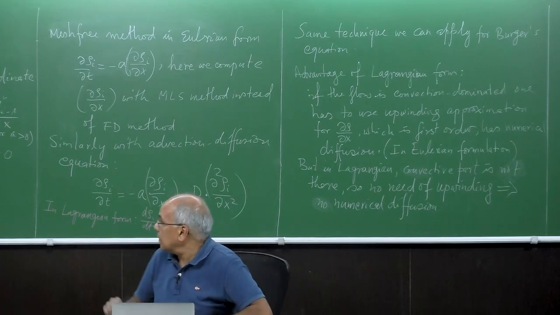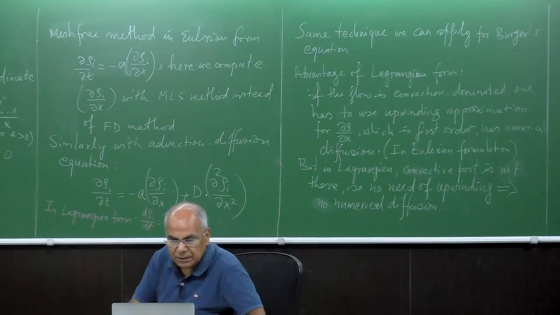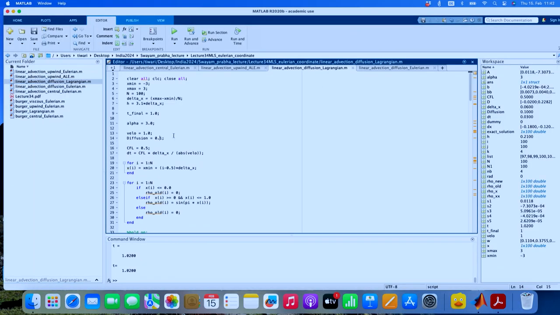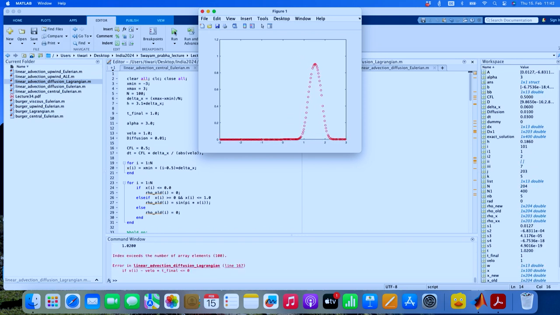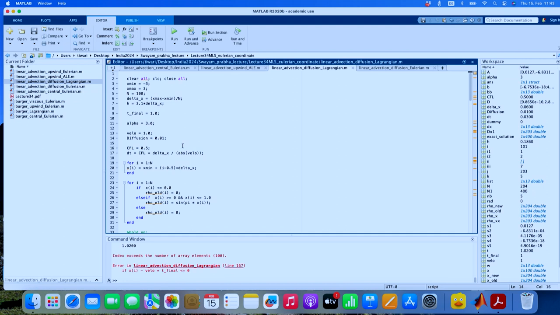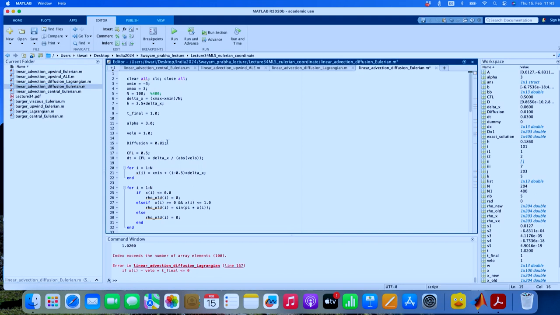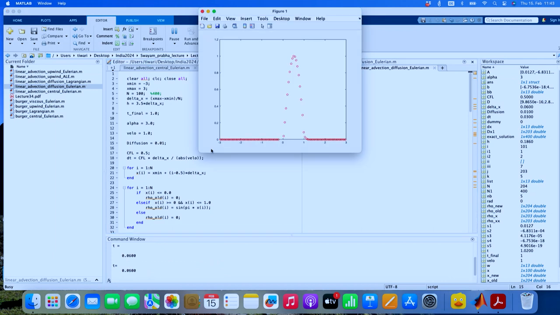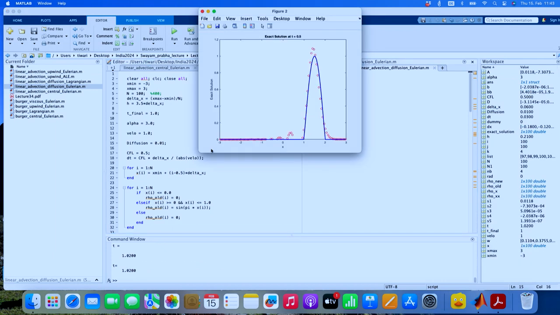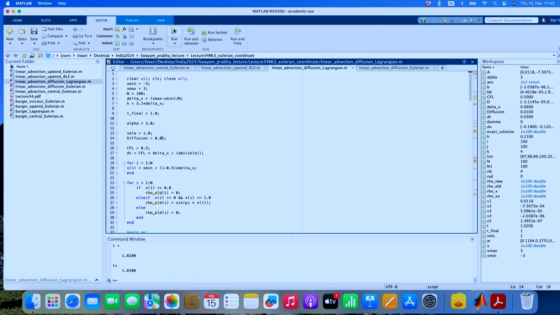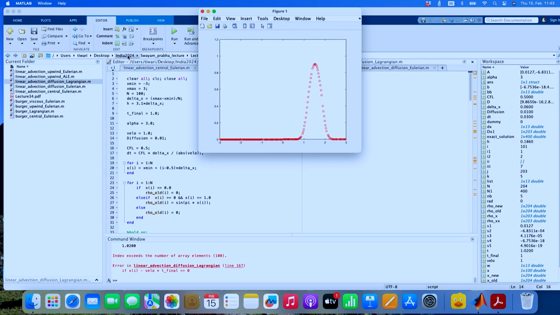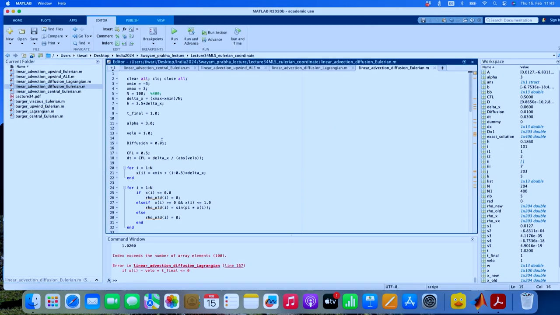But when the viscosity is very small, the convective part dominates. In that case, in the Eulerian form, if I take 10 times smaller than 0.1, so the diffusion 0.01, the Lagrangian is fine. Now with the Eulerian coordinate form, let me take 0.01. Let us check whether the solution oscillates or not. Even with 0.01, it is oscillating. But in the Lagrangian form, it is not oscillating. Everything is fine, even with 0.01, and now you forget 0.001.